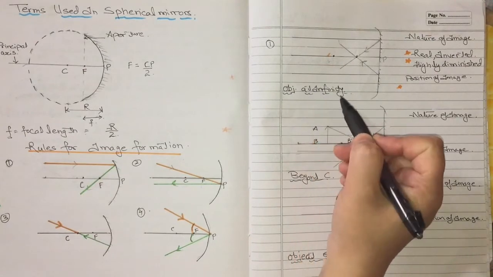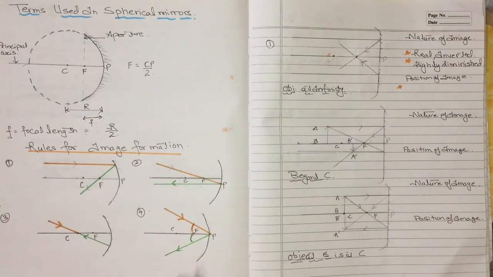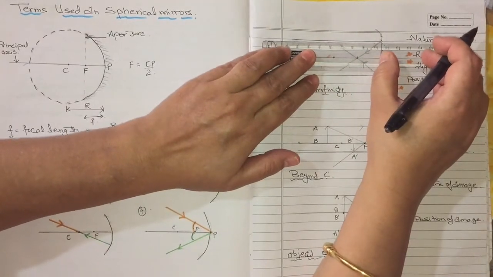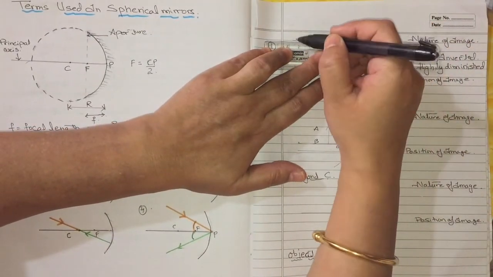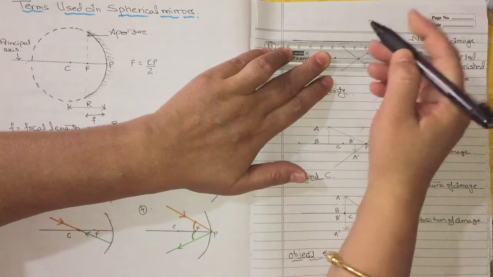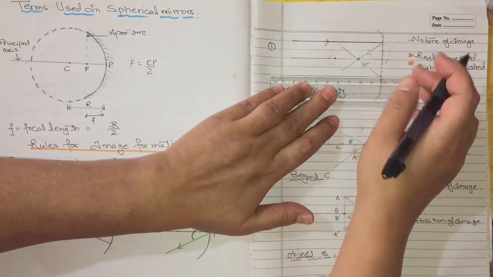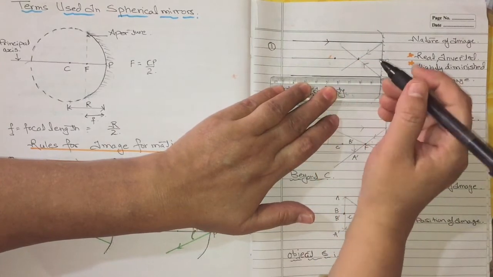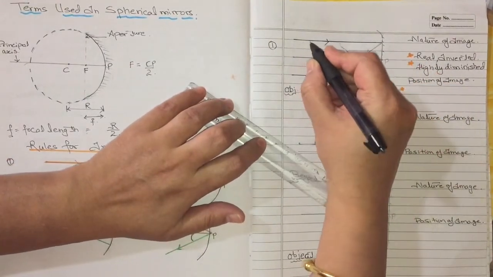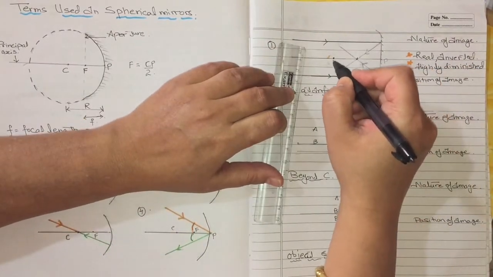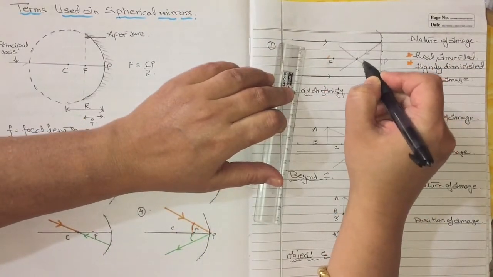So let's start with the object. When the object is at infinity, what will happen? You have to take parallel rays. When the object is at infinity, you have to take two parallel rays here. As we know that when the rays are parallel to the principal axis, they will pass through the focus. So this is my center of curvature and this is my focus.